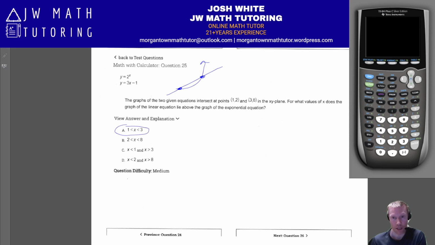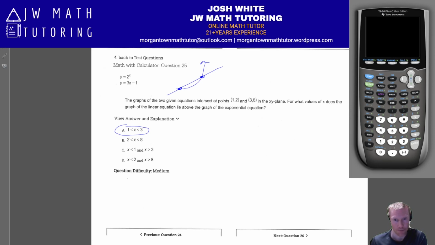It's between the two intersection points where the linear equation lies above the exponential. But let's just say you didn't know that or weren't sure of that, okay? There are two other ways that you could have solved this problem or figured it out. What you could have done is take some of these x values and plug them in and then compare the y values for each of them.